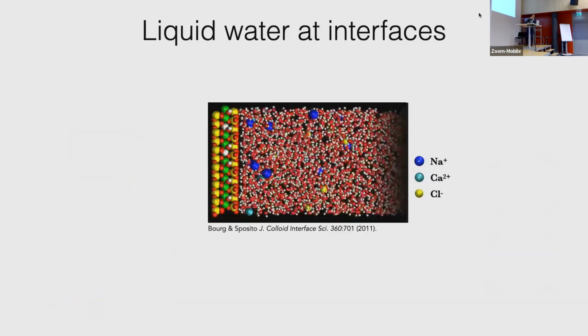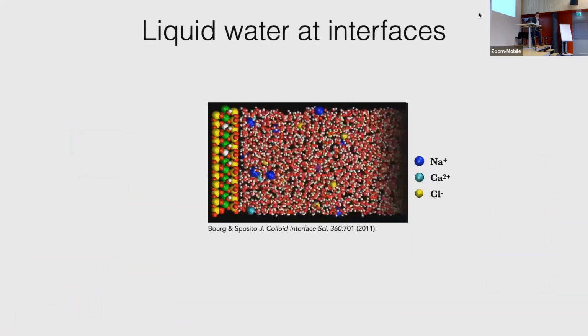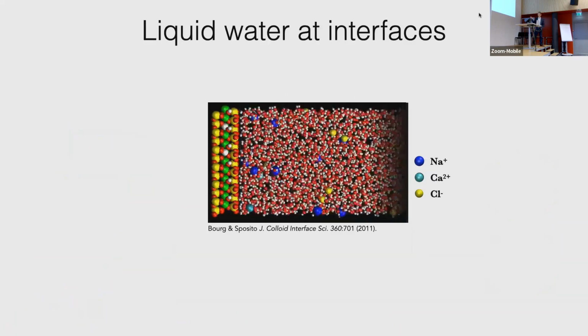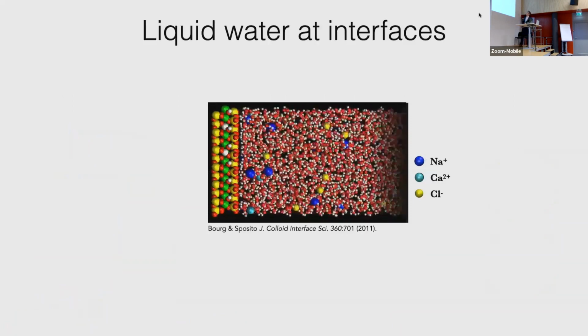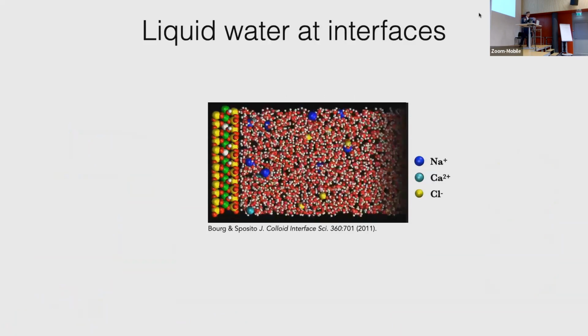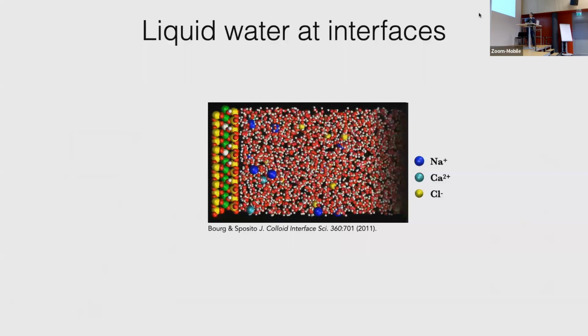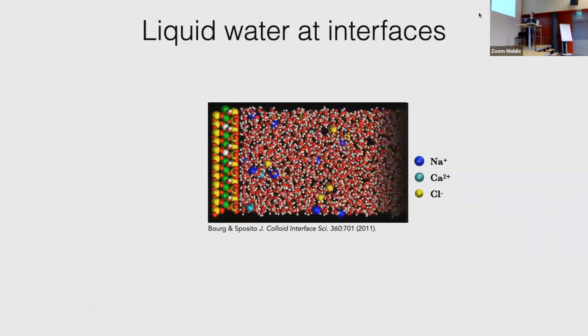More broadly, what my group does in general is that we're interested in pretty much any question that's relevant to the environment that involves liquid water near a surface. Because bulk water is kind of boring, or at least it's well understood. But when water is near an interface, it starts doing interesting things that we still don't fully understand.